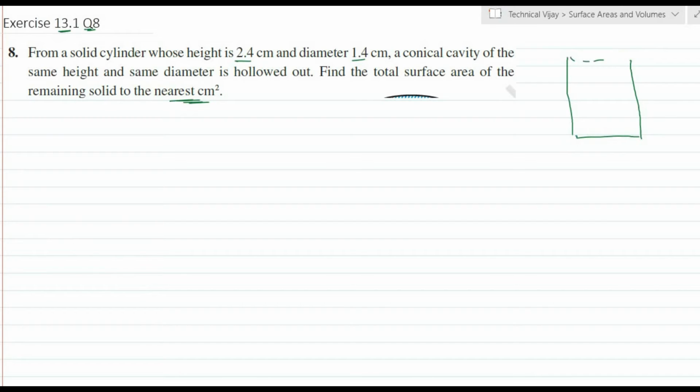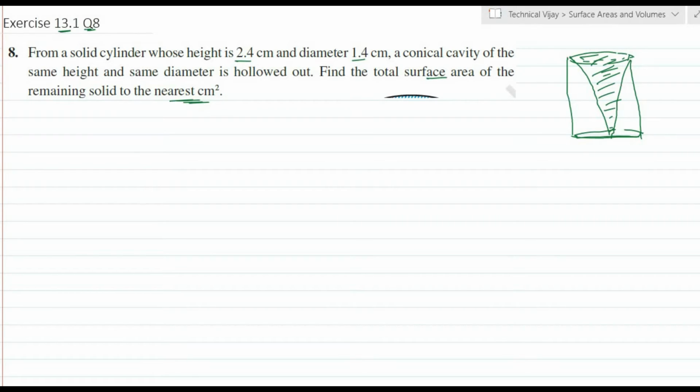So here, like this, in that a conical cavity of the same height and same diameter. So conical cavity like this. This part has been removed from this block. Then we have to find out the area of this one, that is, the total surface area we have to find out.